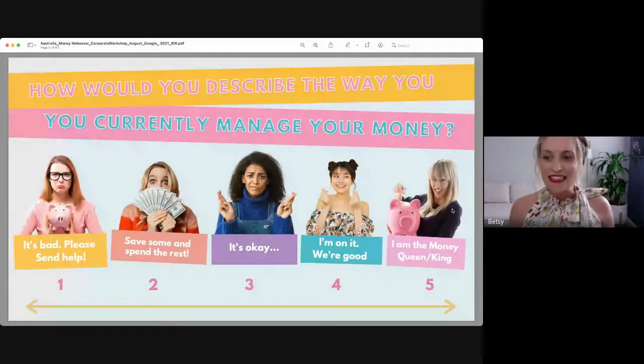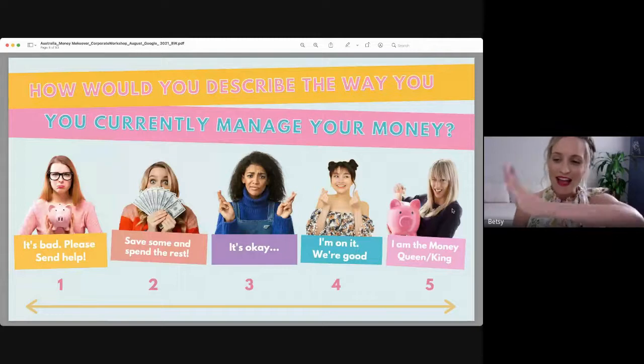So we're going to start with a little bit of an interaction. Pop your number in the chat, but how would you describe the way you currently manage your money? Are we a 1, bad, send help. 2, save some, spend the rest. 3, it's kind of going okay. 4, we're getting pretty good at this. Or 5, I am the money queen or king.